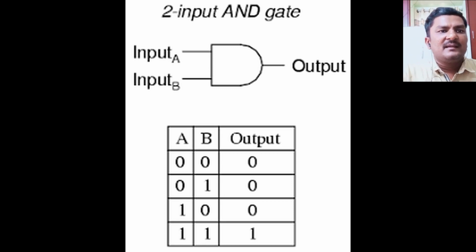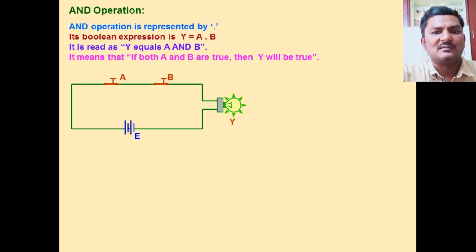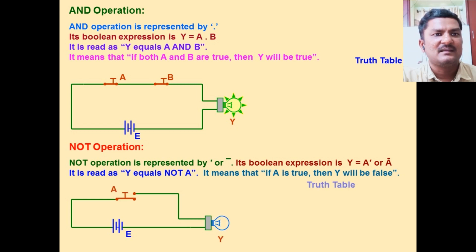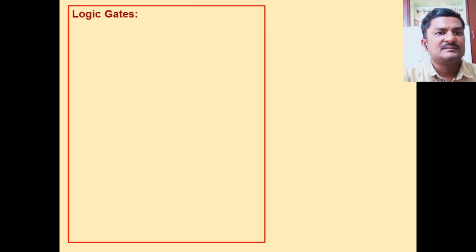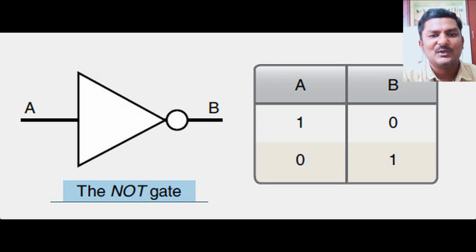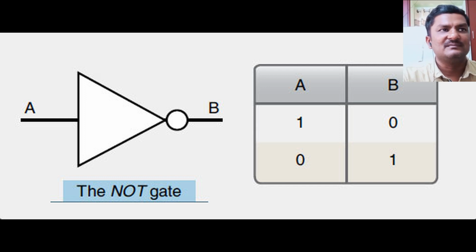Okay. Next, NOT operation. NOT operation is represented by dash or bar. Y equal to A dash or A bar. Read it as not A. When the switch is open, bulb glows. So for A equal to 0, Y value 1. And second case, if A is closed, bulb won't glow, Y equal to 0. So 0 bar is 1, 1 bar is 0, Boolean operation.